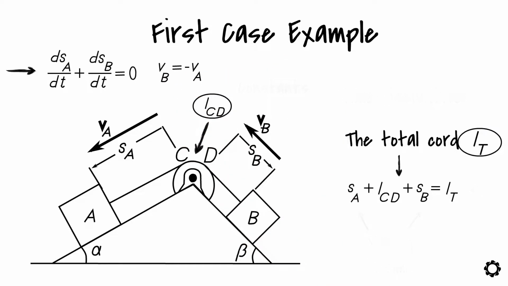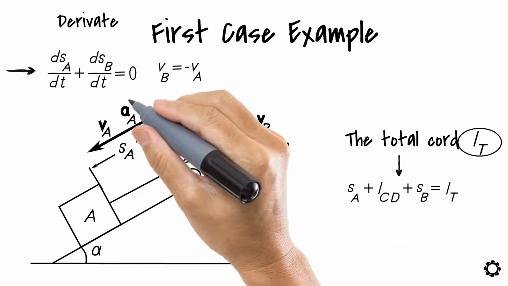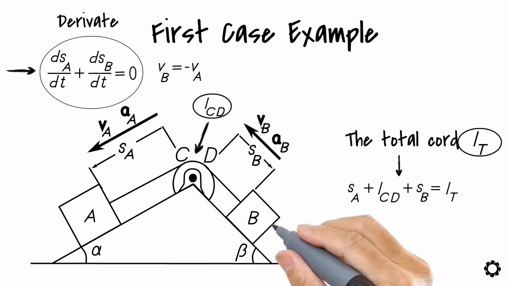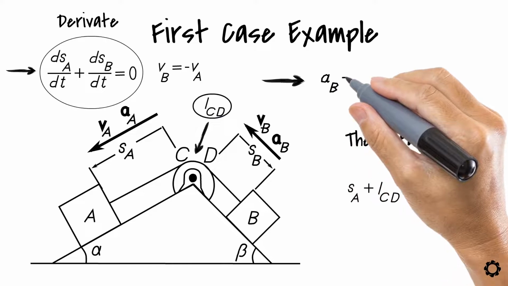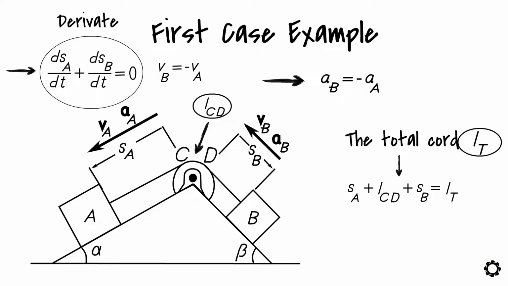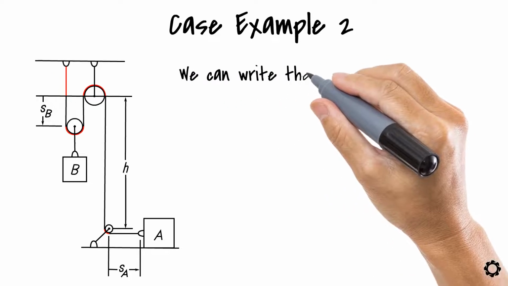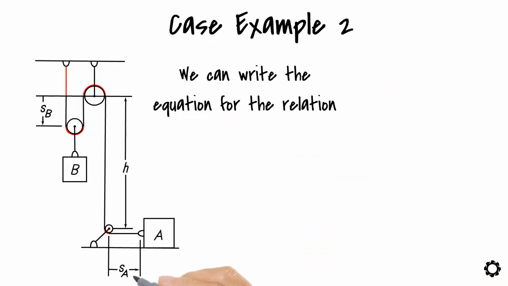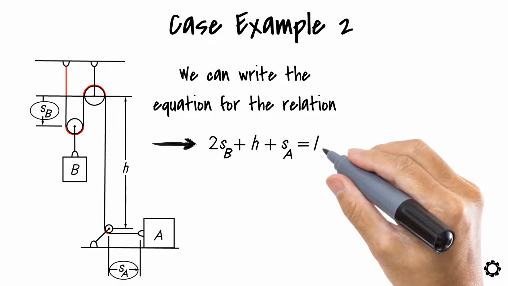If we want to analyze the acceleration which either block is experiencing, we can differentiate the velocity relation equation further, which yields the relation between the accelerations as follows: AB equals minus AA. Let's raise the difficulty a little bit and introduce a more complicated case scenario that is shown here. In this case, we can write the equation for the relation of the position coordinates for the two blocks as follows: 2 times SB plus H plus SA equals LT.